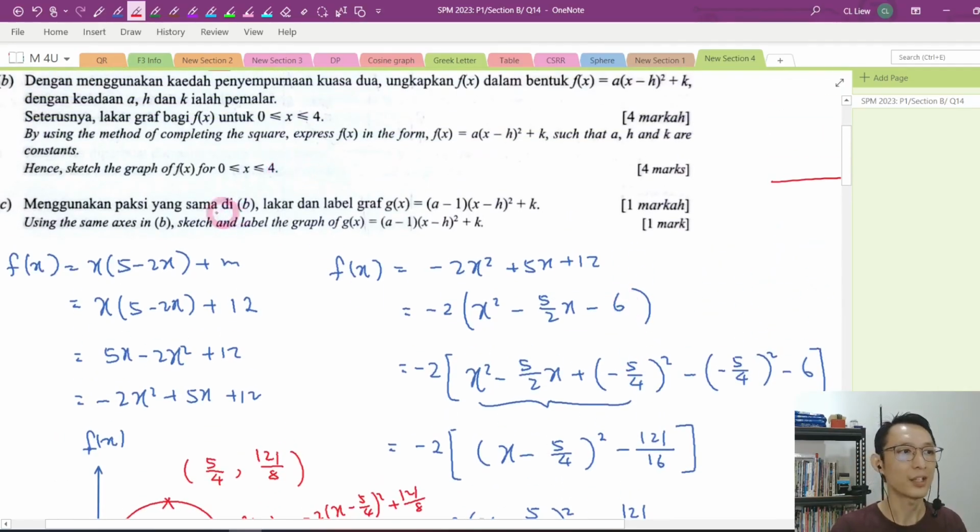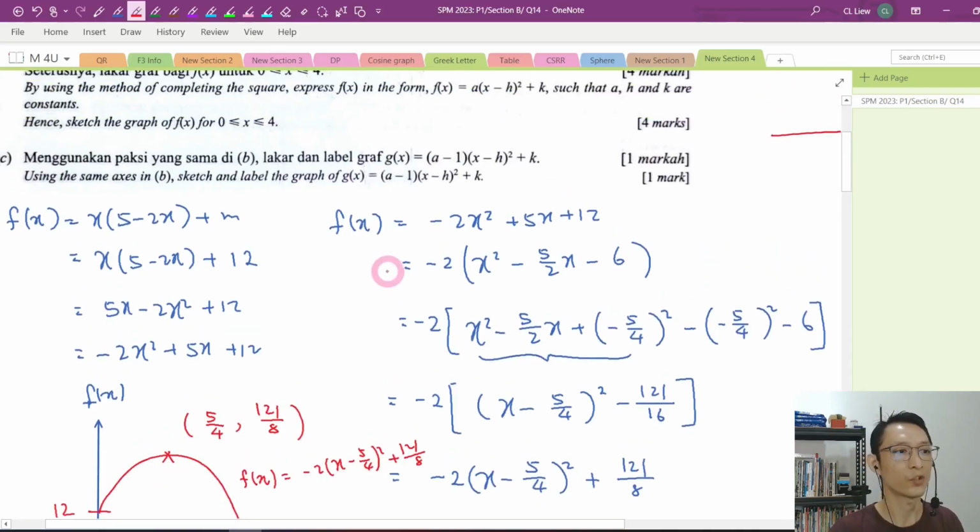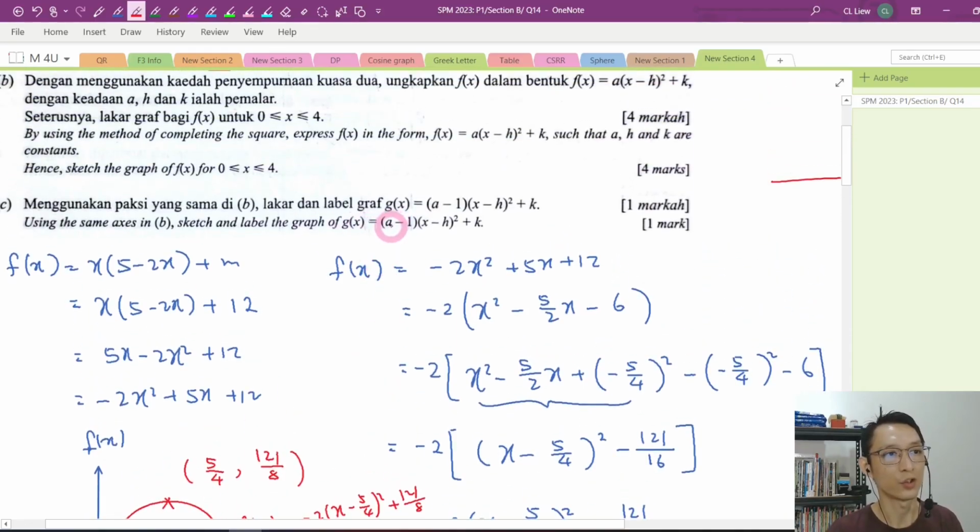Now let's go to part C. Using the same axis, sketch and label the graph g of x. So this is f of x. We want to sketch another graph, g of x, which is equal to a minus 1 times this whole thing plus k.